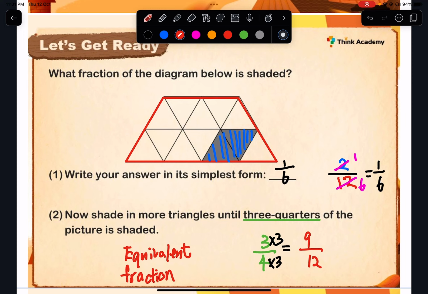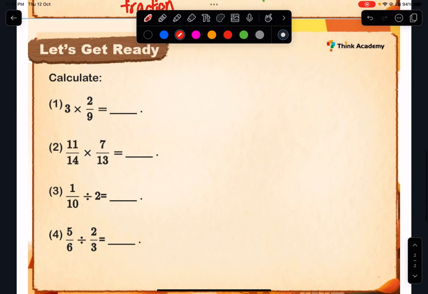Okay, so you have already shaded 2 parts, so you still have to shade 7 more parts. So 1, 2, 3, 4, 5, 6, 7. So that's 9 out of 12 and exactly the same as 3 out of 4. Great, so if you get it, let's go on to the next question. The next question is about fraction multiplication and division. So that's the content in lesson 6, right? So let's do it. For the first one, we have 3 times 2 out of 9.